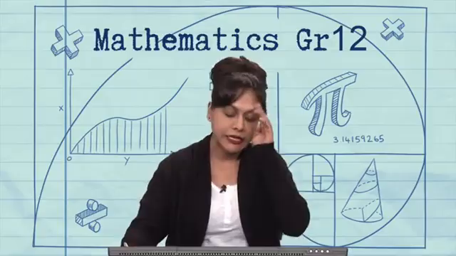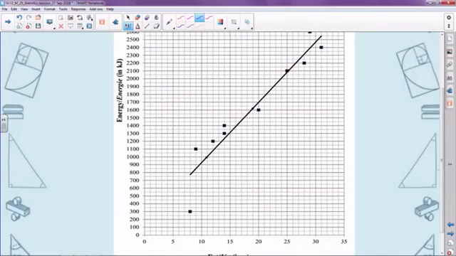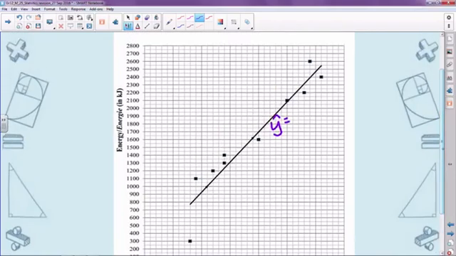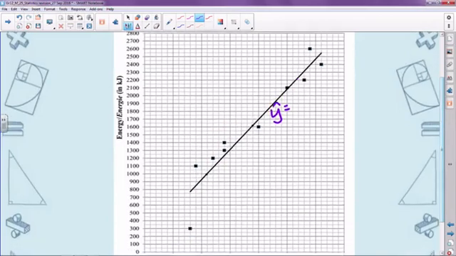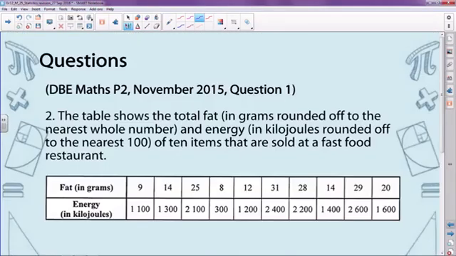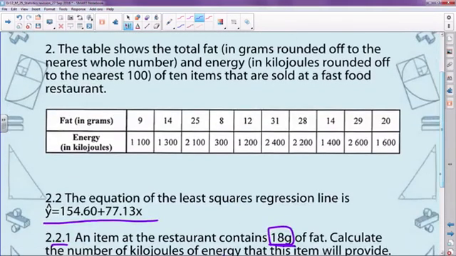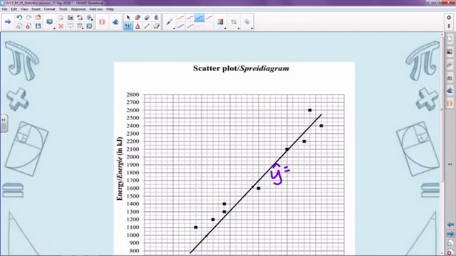So I've simply taken the equation of the least squares regression line, all right, and I've put that over by using whatever method you use to draw a straight line, gradient intercept method, or you use your dual intercept method. The quickest way that you can draw this one is probably gradient intercept method. You will then take this line that they gave to you, which is 154.60. Let's just write this on this side.